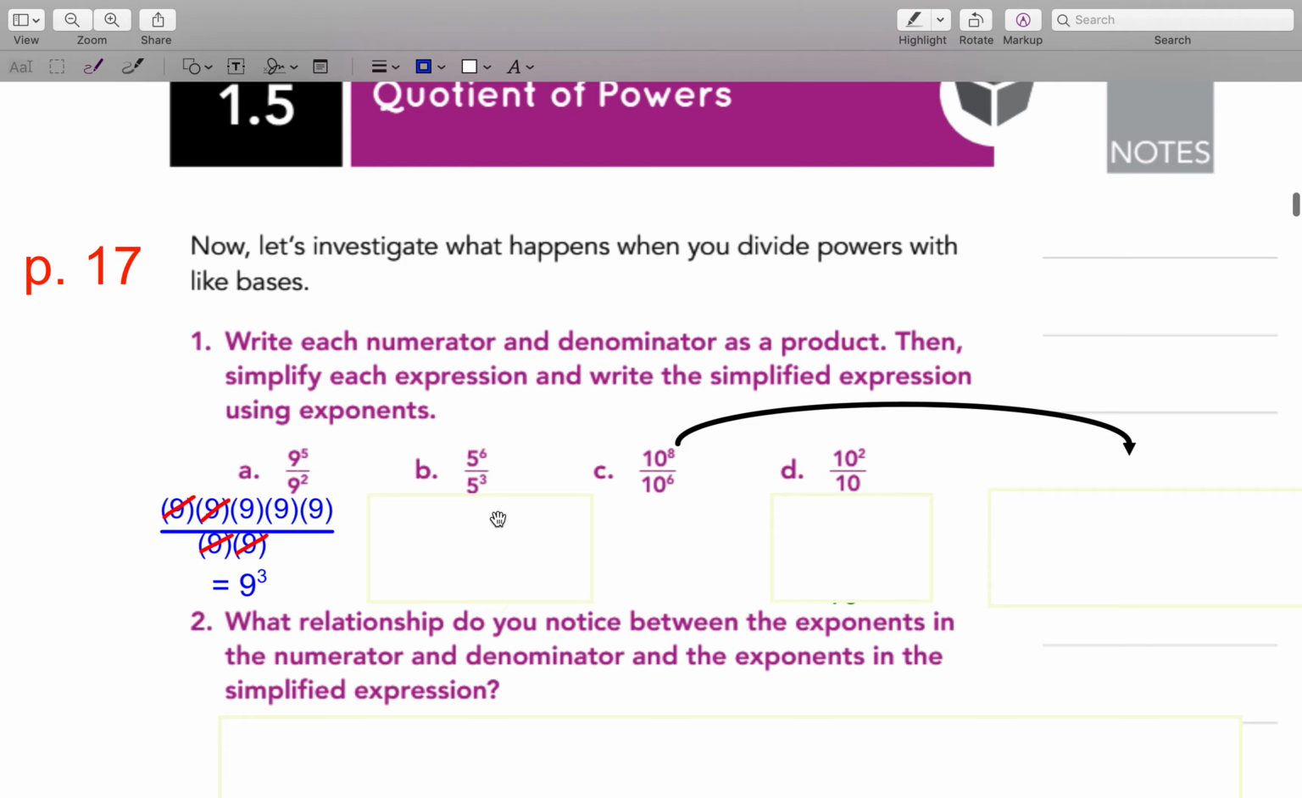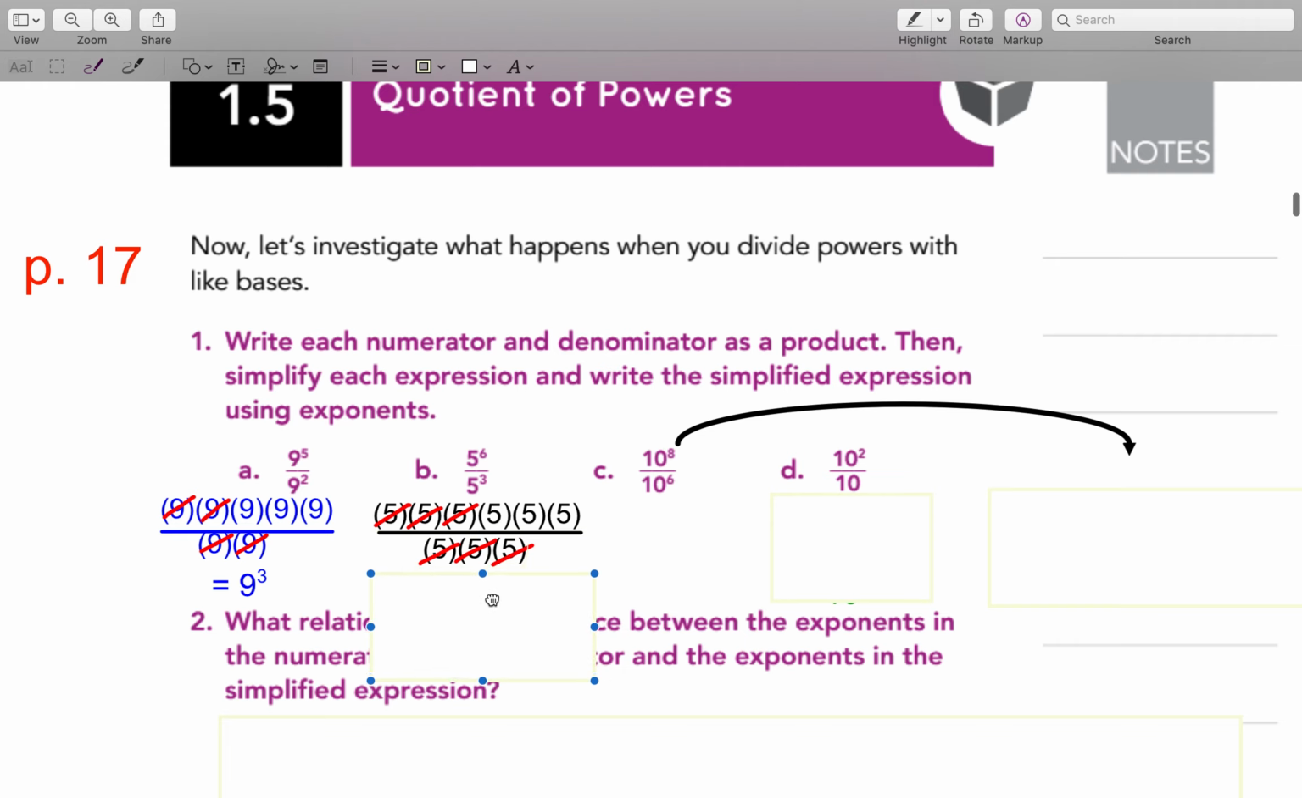So let's move on to letter B. It's 5 to the 6th power over 5 to the 3rd power. So on the top, we write 5 to the 6th, so 5 times 5 times 5 times 5 times 5 times 5, 6 times, over 5 times 5 times 5, like this. And we can simplify this, cancel these out, cancel these out, cancel these out. So we can cancel 3 pairs of 5, and we're left with 3 fives on the numerator. So we can say that it's 5 to the 3rd power.